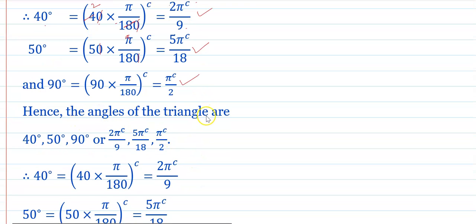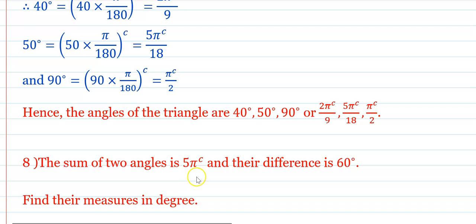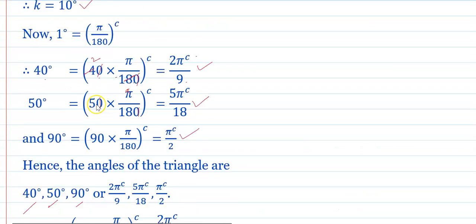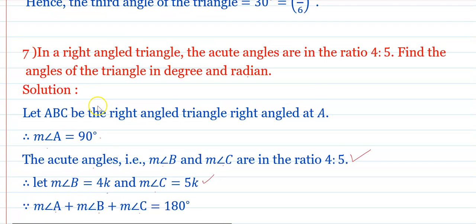Hence the angles of the triangle in degree are 40, 50, 90, and in radian 2 pi by 9 radian, 5 pi by 18 radian, pi by 2 radian. Okay. Now the next question number 8. पण तुम्ही ते बघू शकता, नॉर्मल इझी क्वेश्चन आहे तो.